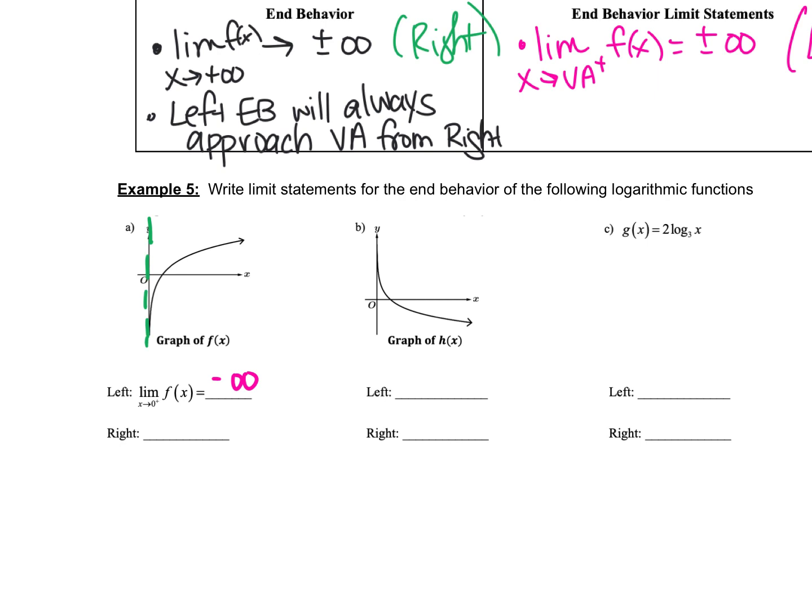Okay, on the right side, it's always the limit as x approaches positive infinity. Okay, and so as I go to the right, which way are my y values going, up or down? They're going up. So positive infinity. Okay, see if you can do the next one.